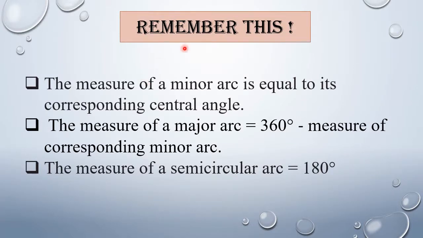So remember this, students: the measure of a minor arc is equal to its corresponding central angle. The measure of a major arc is equal to 360 degrees minus the measure of the corresponding minor arc, and the measure of a semicircular arc is equal to 180 degrees. This is an important point related to the circle.